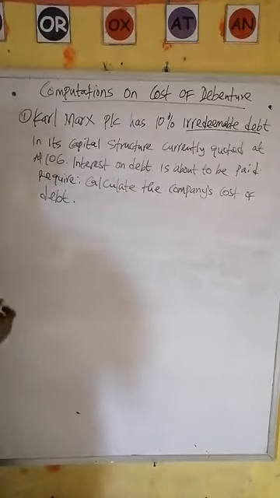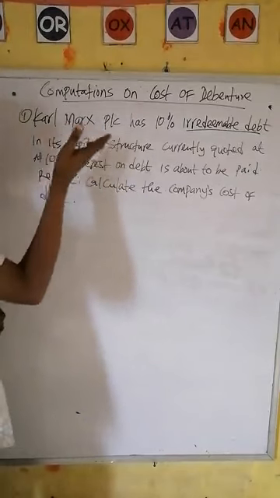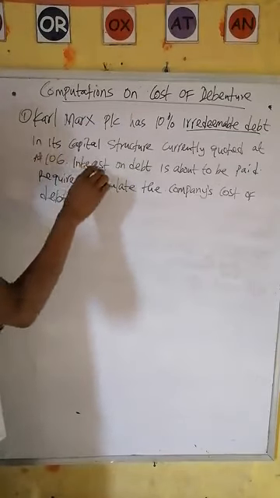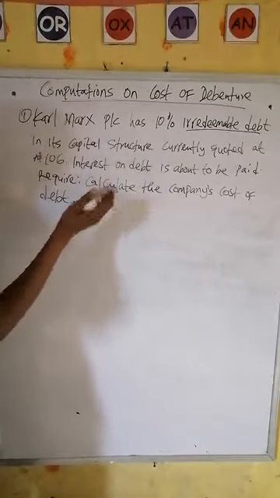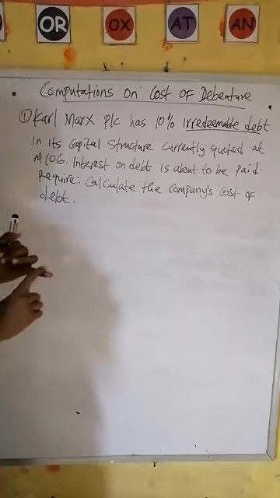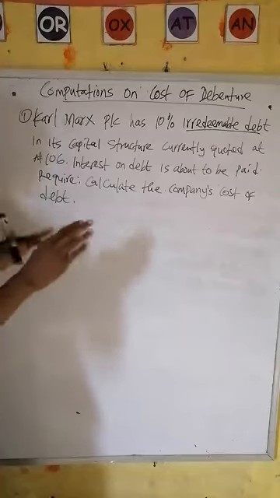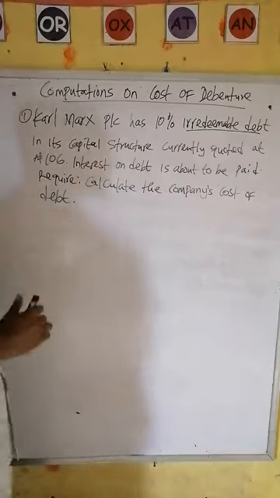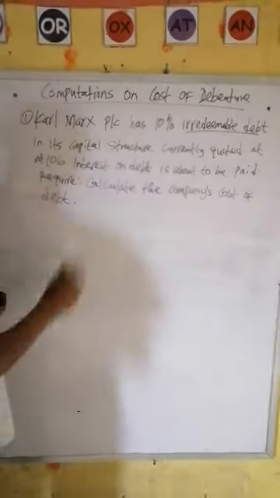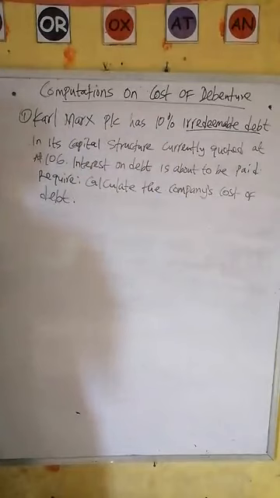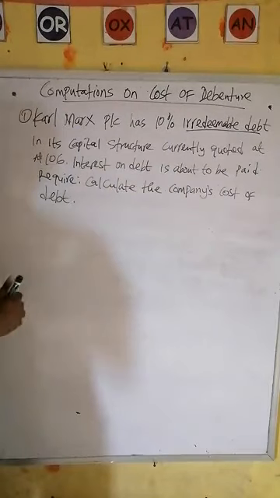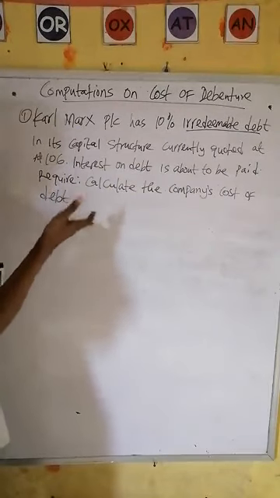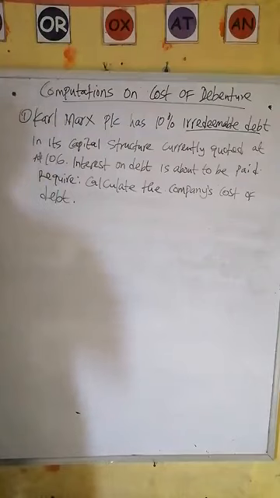Now, looking at this question, there's nothing giving us the date of purchase and the date of redemption. If you don't have the date of purchase and the date of redemption, it means such debenture is irredeemable. Therefore, this question is an irredeemable debenture question. We need to analyze this in order to know the formula to use to compute our cost of debt.